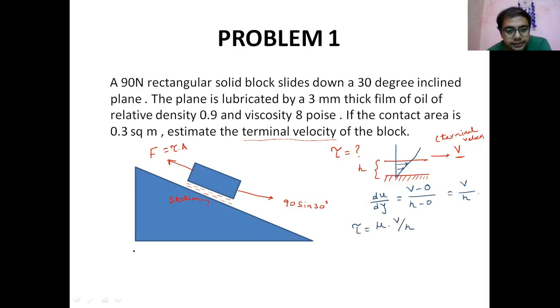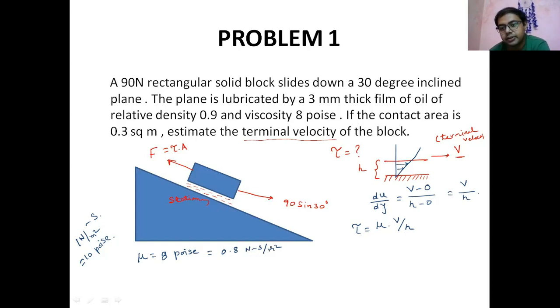The mu value is given here as 8 poise. If you convert these poise, if you remember, 1 Newton second per meter square is equal to 10 poise. Unit conversion we have seen. So in the SI unit, we can write it down as 0.8 Newton second per meter square.